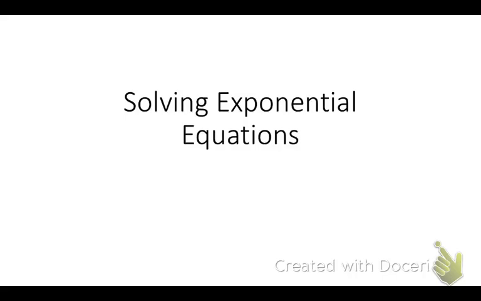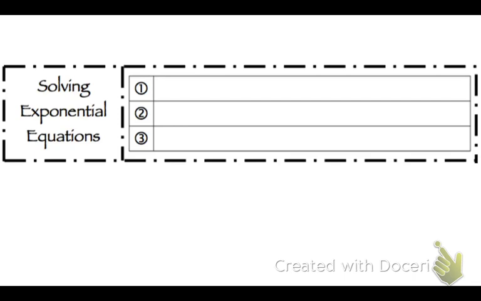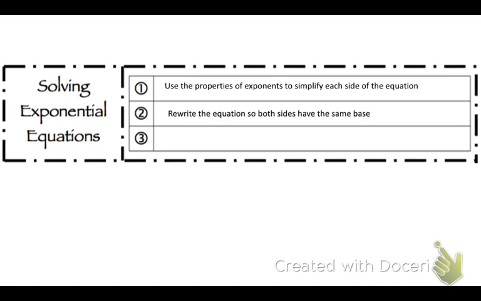Okay, solving exponential equations. Cool. So there's 3 steps, and I'm just going to write them down, and then we'll go through some problems. 1, use the properties of exponents to simplify each side. So we want to get it down to 1 exponential. And then we have to rewrite them so that they have the same base. And then you drop the bases and set the exponents equal to each other.